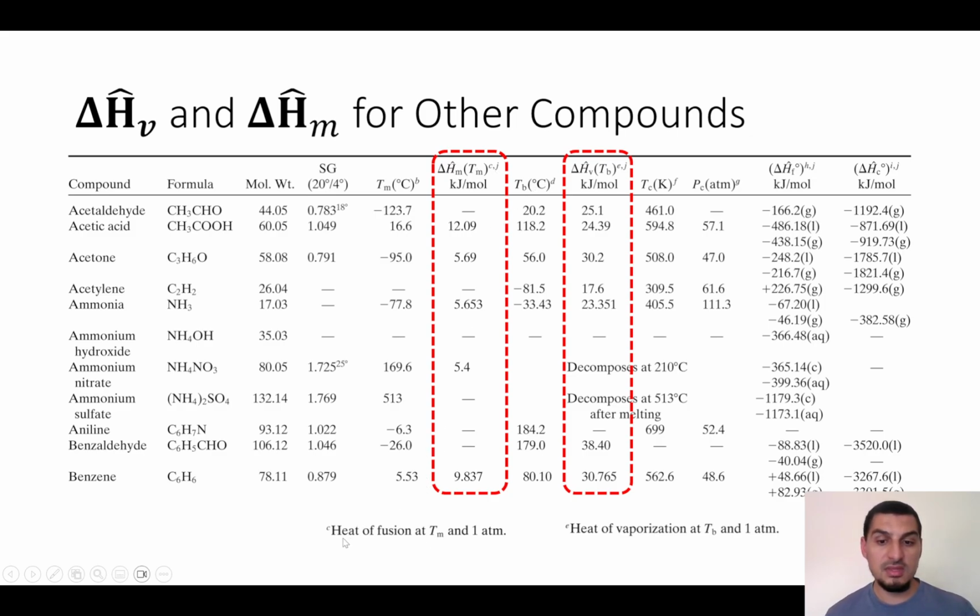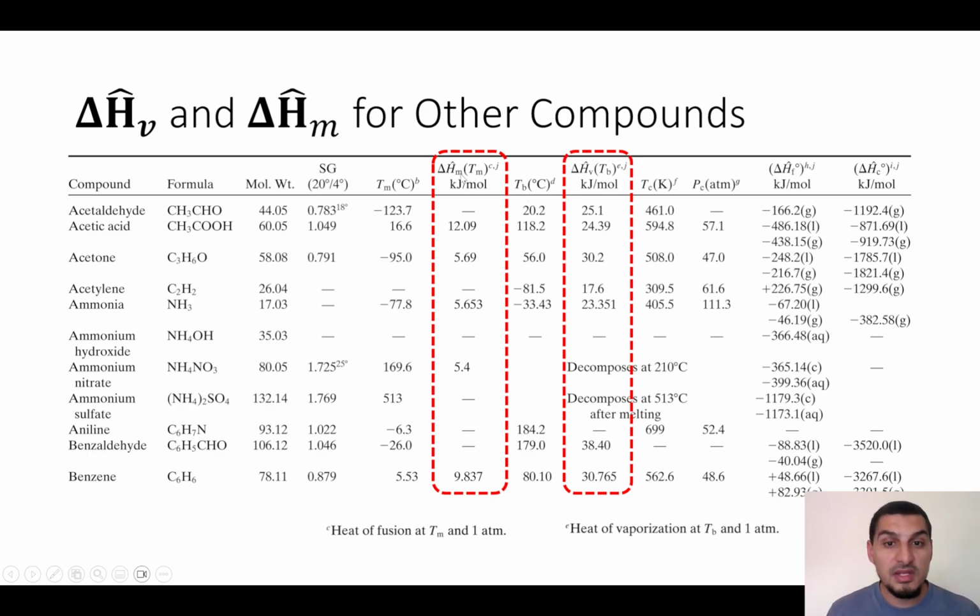C is the footnote that this is the heat of fusion at Tm, which is the melting point, the normal melting point. And if you check the footnote for letter B, it's going to tell you that this is the normal melting point, meaning it's the melting point at 1 atmosphere. The same here, this is the boiling point under a pressure of 1 atmosphere. So this is the condition of melting point and the boiling point.